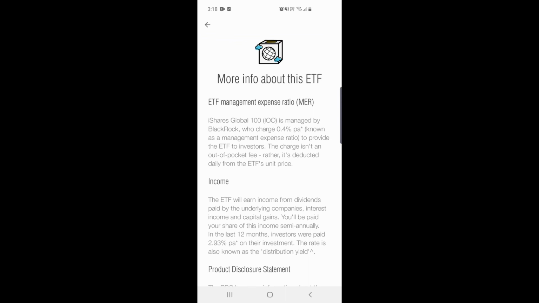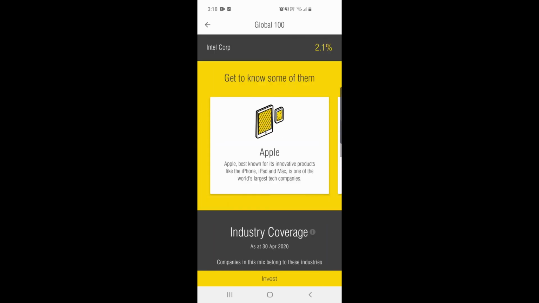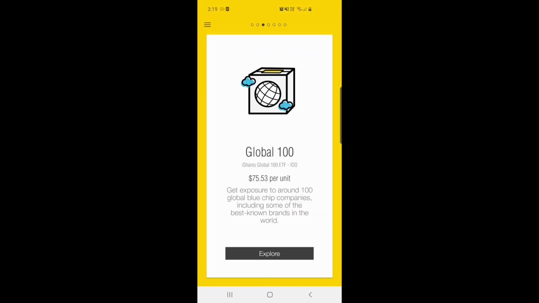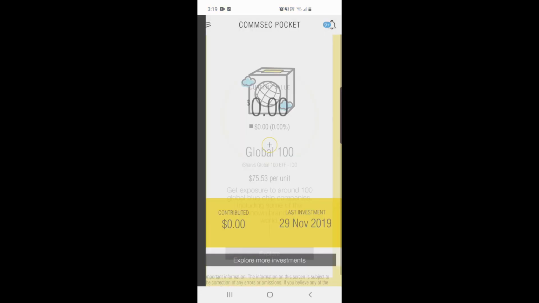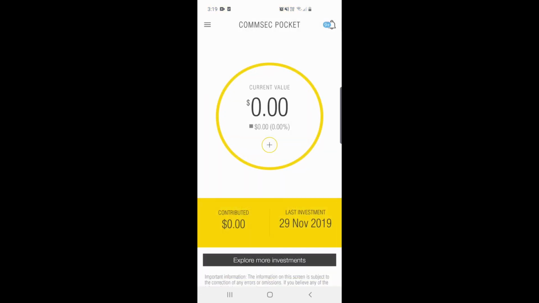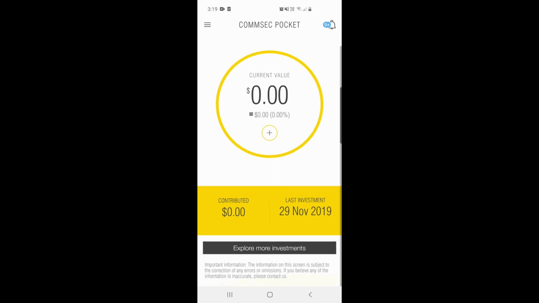And you got the diversification of being invested in 100 massive US companies. How good is that? Now, if I did have a portfolio, their portfolio screen is just on the home screen, where it would give you a current value and your percentage earnings to date. But of course, I'm no longer using the CommSec Pocket app.